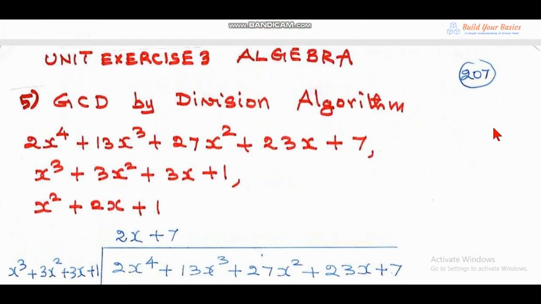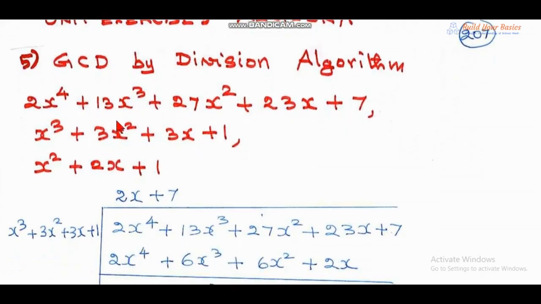Unit exercise 3, sum number 5. We have to find the GCD of 3 polynomials using the division algorithm. Now the first polynomial in x is of 4th degree, the second one is a polynomial of 3rd degree. Let us divide the 4th degree polynomial by the 3rd degree polynomial.